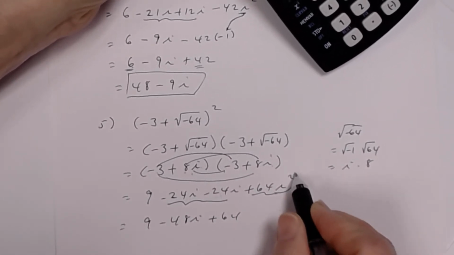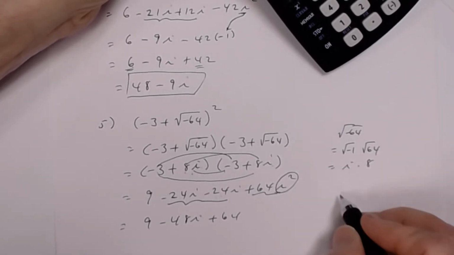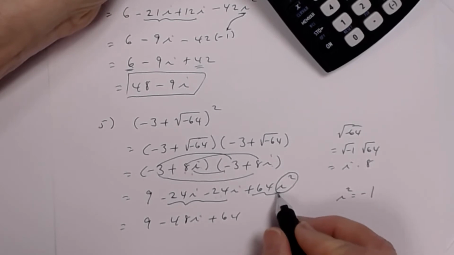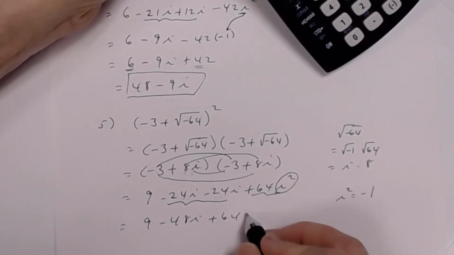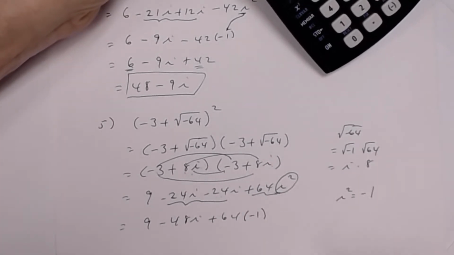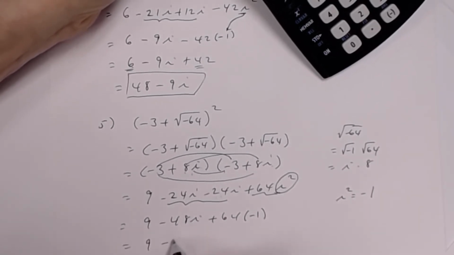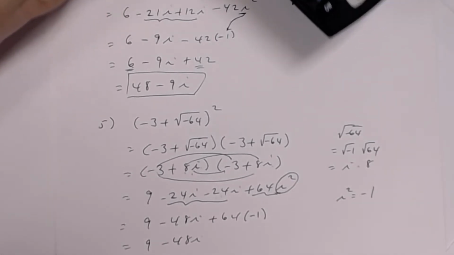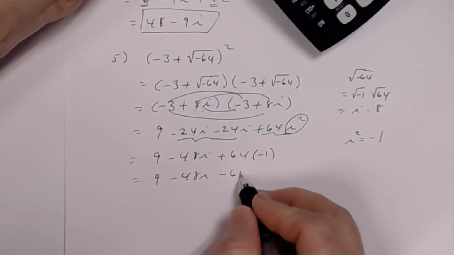Now here's what I would do. Circle the I squared, because you know that I squared is equal to negative 1, and replace that with negative 1. So you get 64 times negative 1. And now I get 9 minus 48i. A positive 64 times a negative 1 is a negative 64, right?